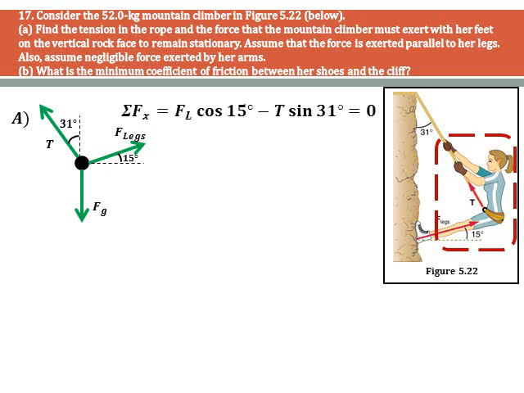Looking in the x direction, we have the force from her legs times cosine of the 15-degree angle, so that's the horizontal component, minus the force of tension times sine of 30 degrees, so that's the horizontal component also, and that's all the forces in the x direction.